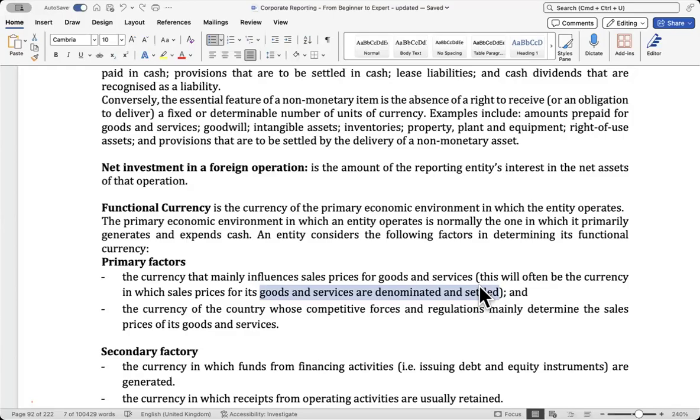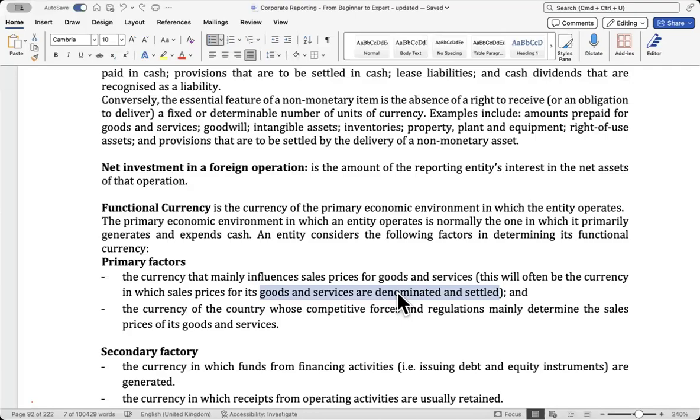So the currency that mainly influences sales price for goods or services. Fortunately, it seems it's the dollar that is influencing most of our sales prices in Nigeria. When dollar goes up, everything goes up. Dollar seems to be the functional currency in Nigeria now because it's influencing sales prices. But unfortunately, the issue now is that most of these sales prices are not denominated and settled in dollars. They are denominated and settled in Naira. So it's causing a lot of problems for us.